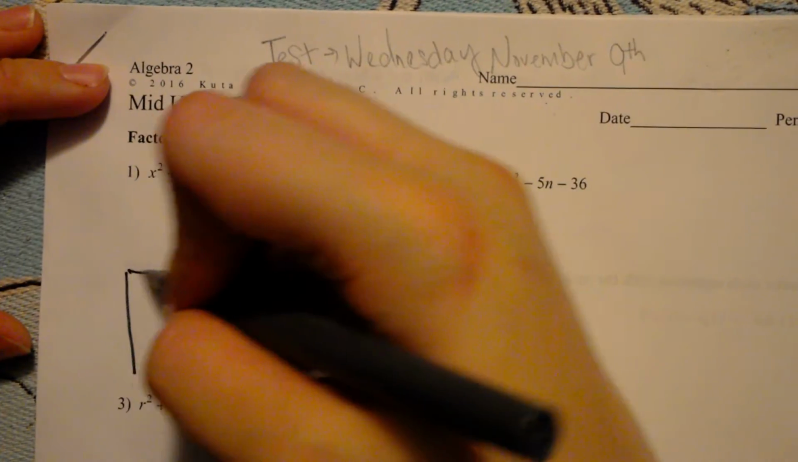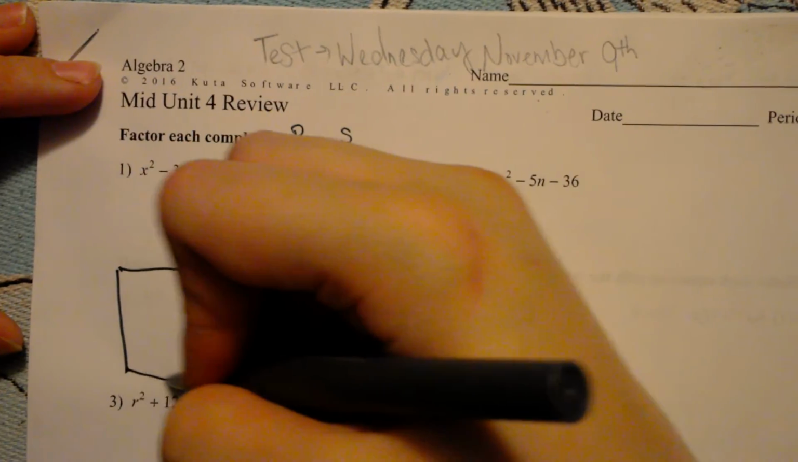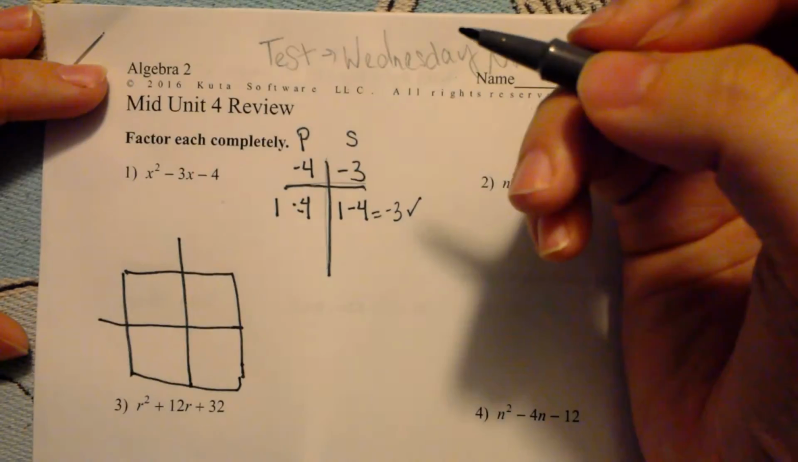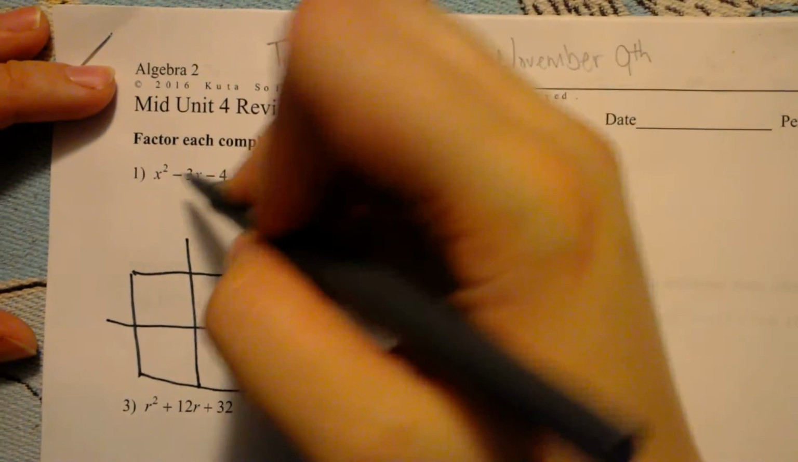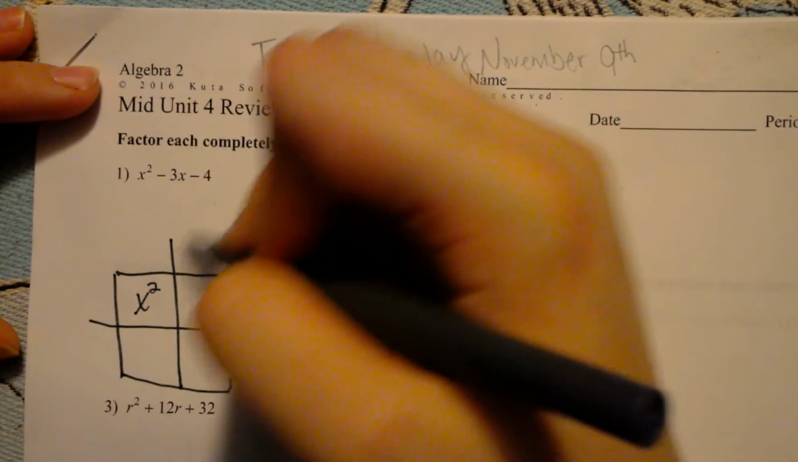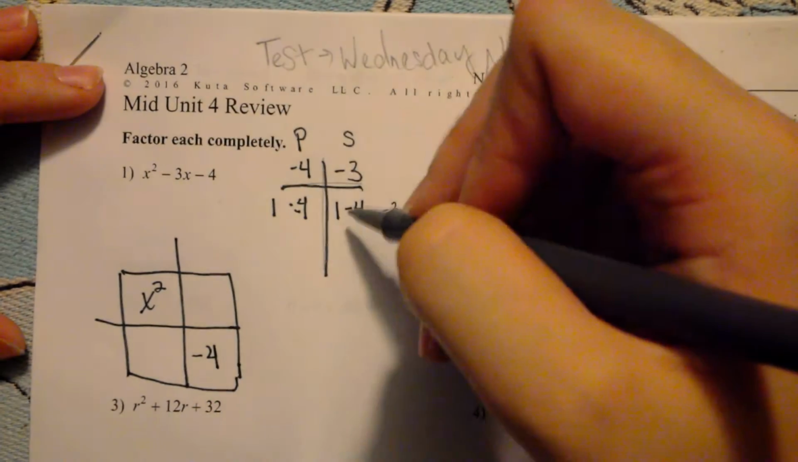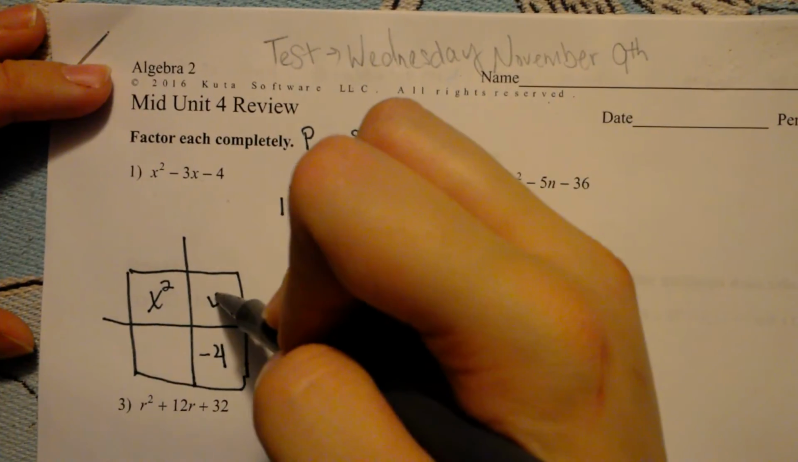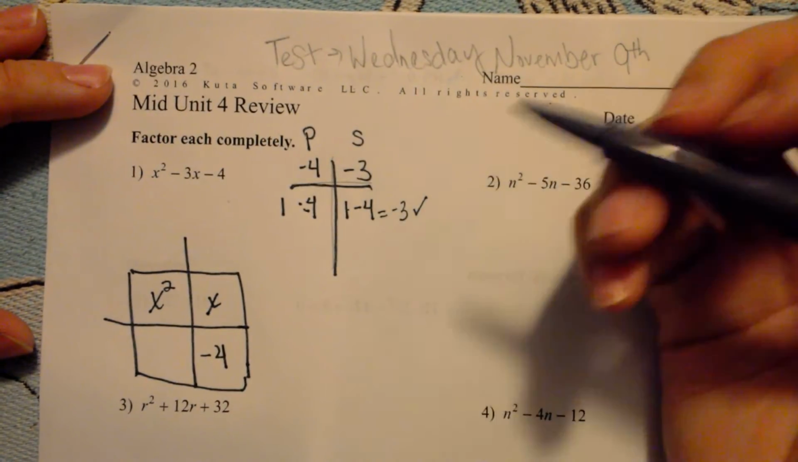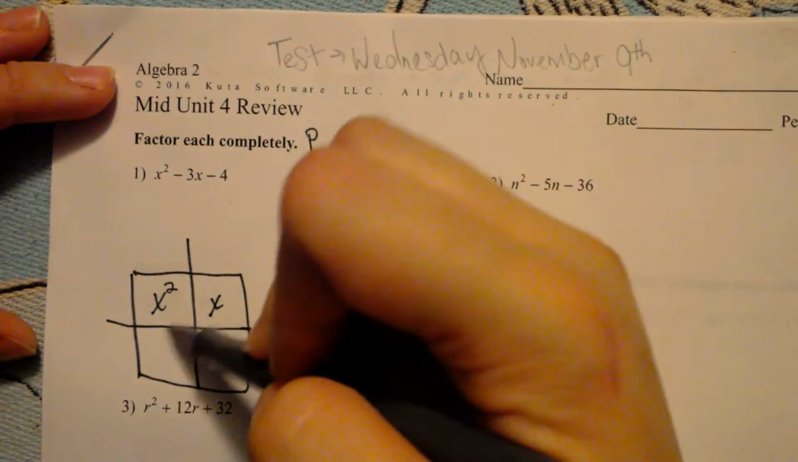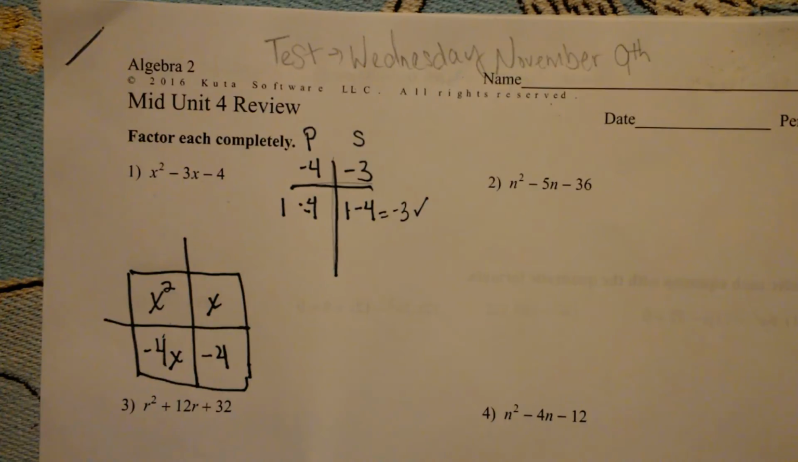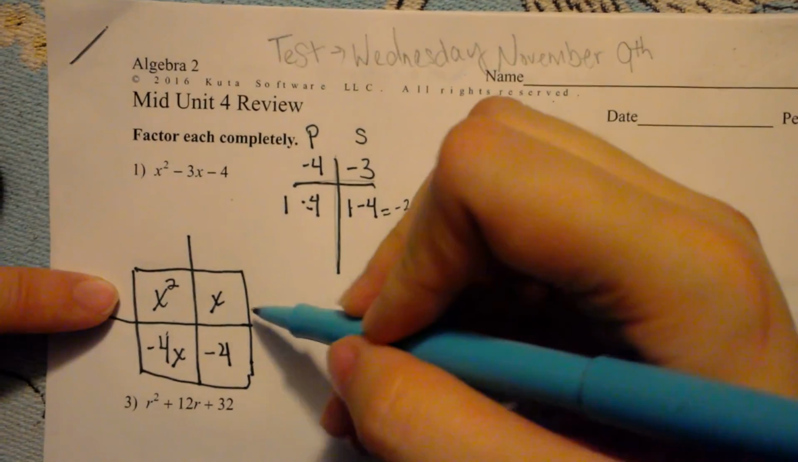So I'm going to draw my box. So my first term goes in the first box. My last term goes in the last box. And then I need 1 and negative 4. So 1, I'm going to put an x, then negative 4x. Now I need to find what's common. So I'm going to pick 2 going directly across.